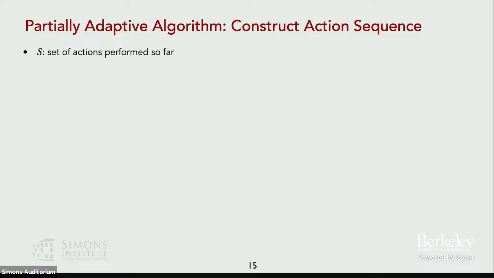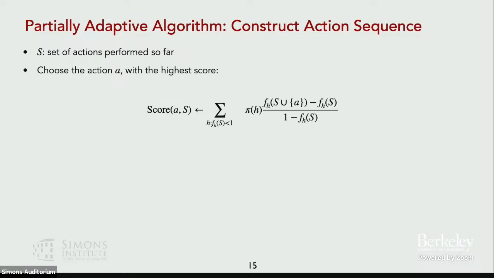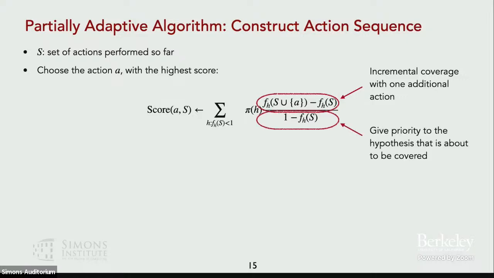At each step, we keep track of the set of actions that we have performed so far using the capital letter S. And then at each step, I'm going to choose the action that has the highest score. Now in the numerator here, this is simply the incremental coverage with one additional action. And in the denominator here, we're favoring the hypothesis that is about to be covered. We are weighting this fraction using the prior for each hypothesis. And here we are summing over all uncovered hypotheses. So that's our greedy objective.